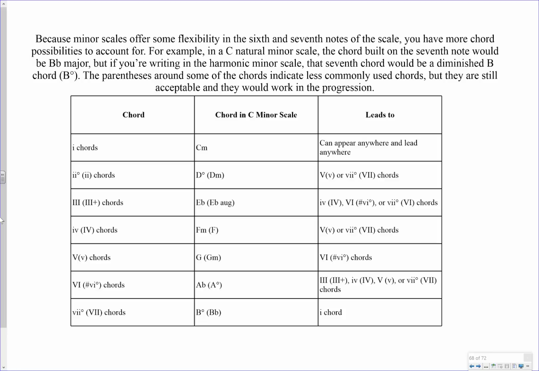The 4 chord can head on over to the 5 chord, or the 7 chord. The 5 chord can head on over to the 6 chord, or back to the 1 chord, which is also very common. The 6 chord can head on over to 3, or 4, 5, 7. Again, lots of options when you are dealing with the 6 chord as to where to go next. And the 7 diminished, or the 7 major, can head back to the 1 chord. Or you can continue your harmonic progression to extend it by going to the 3 chord.